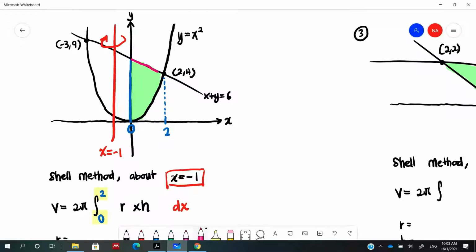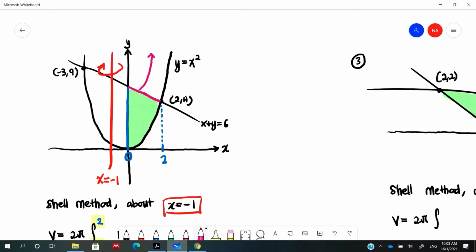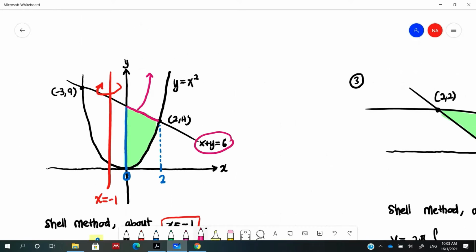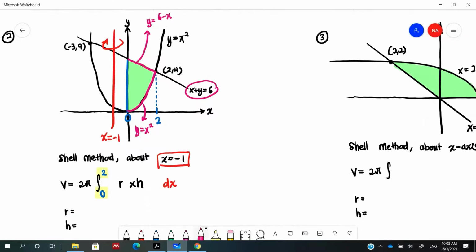So this is the top function, and we want to write it in terms of x. You have to modify this function: y equal to 6 minus x. So that is the top function. What about the bottom function? The bottom function is given by y equal to x squared. So the top function is 6 minus x, and we subtract the one at the bottom, which is x squared. That is for the height.